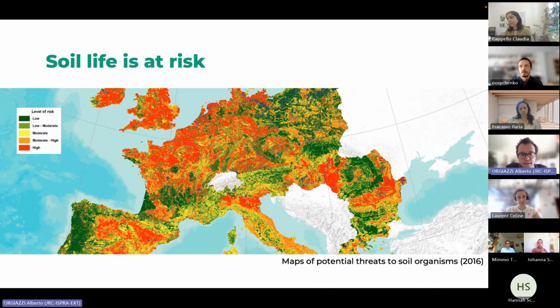The message is clear. Back in 2016, we tried to develop maps of potential threats to soil biodiversity across Europe, taking into account different types of risk like soil erosion, pollution, climate change, and so on. And as you can see, most of the regions in Europe are not doing well for soil biodiversity.